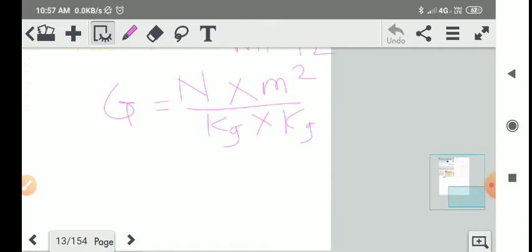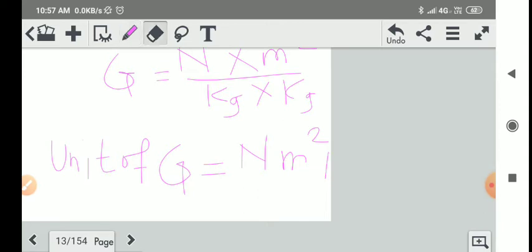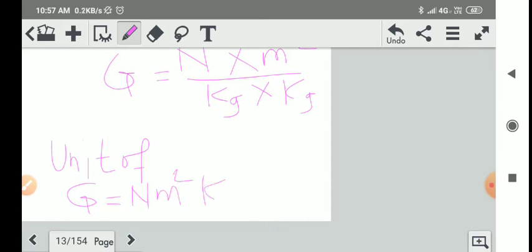Now if we simplify this, we get the formula for the unit of g. So the unit of g is equal to Newton into meter square, and kilogram into kilogram becomes kilogram square. So here I have to write: unit of g is equal to Newton meter square and this kilogram square.